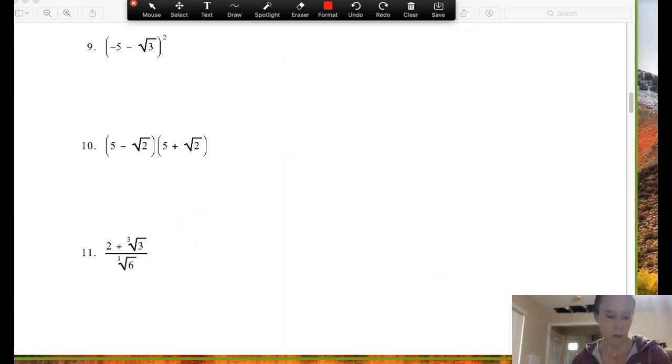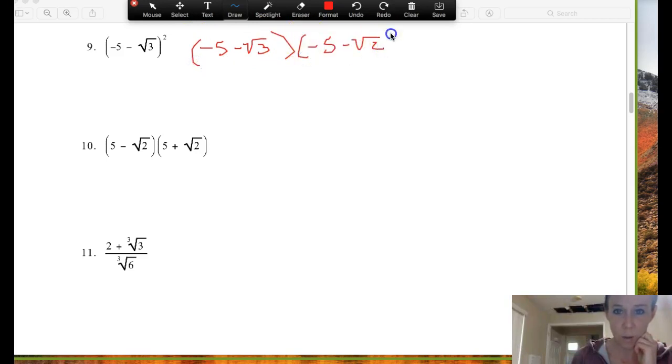If I have negative 5 minus root 3 squared, I'm going to go negative 5 minus root 3 times negative 5 minus root 3. You're squaring the whole thing. Be very careful. The most common mistake I see is people trying to square each term separately. That would be if these two were multiplied together, you could square them, but they're not. This needs to be FOILed out. It's this times itself. FOIL it.